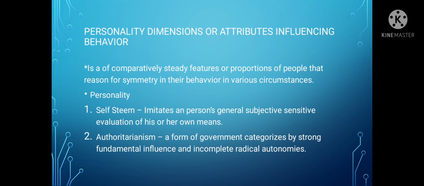Number two is authoritarianism, a form of government categorized by strong central influence and limited autonomies. This is a hypothetical personality type characterized by extreme obedience and unquestioning respect for and submission to the authority of a person external to the self.